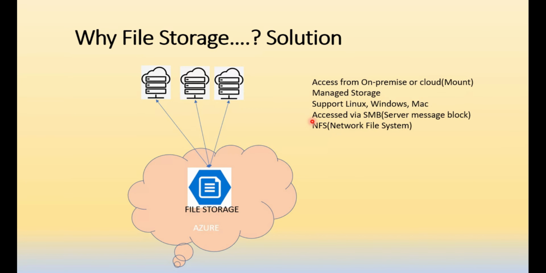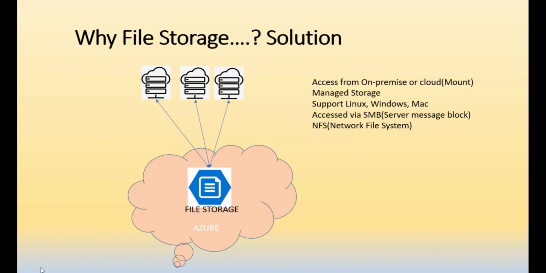So basically the main advantage or difference when we talk about blob storage, table storage, and queue storage compared to this is that here we are exposing the data using the SMB protocol, which is Server Message Block, or we can also use a Network File System, which is NFS. If there is a requirement of accessing the data via these protocols, then this might be one of the best use cases.